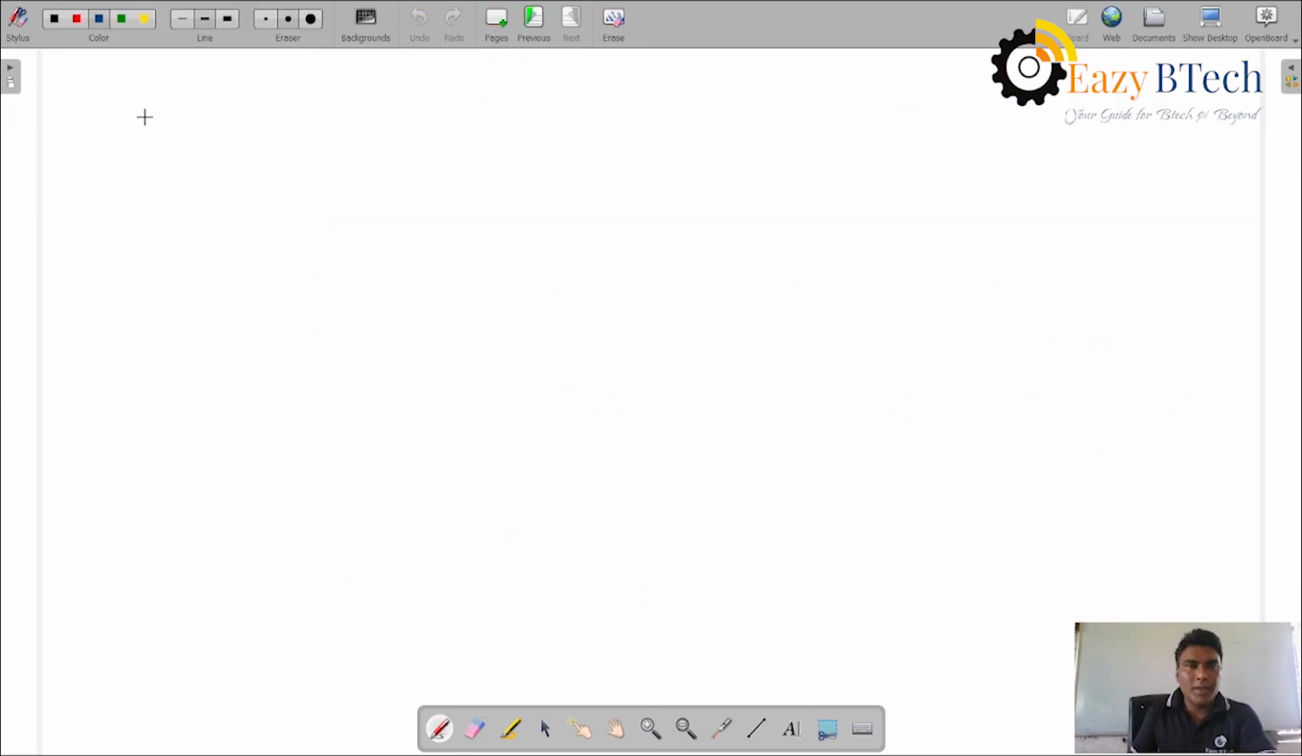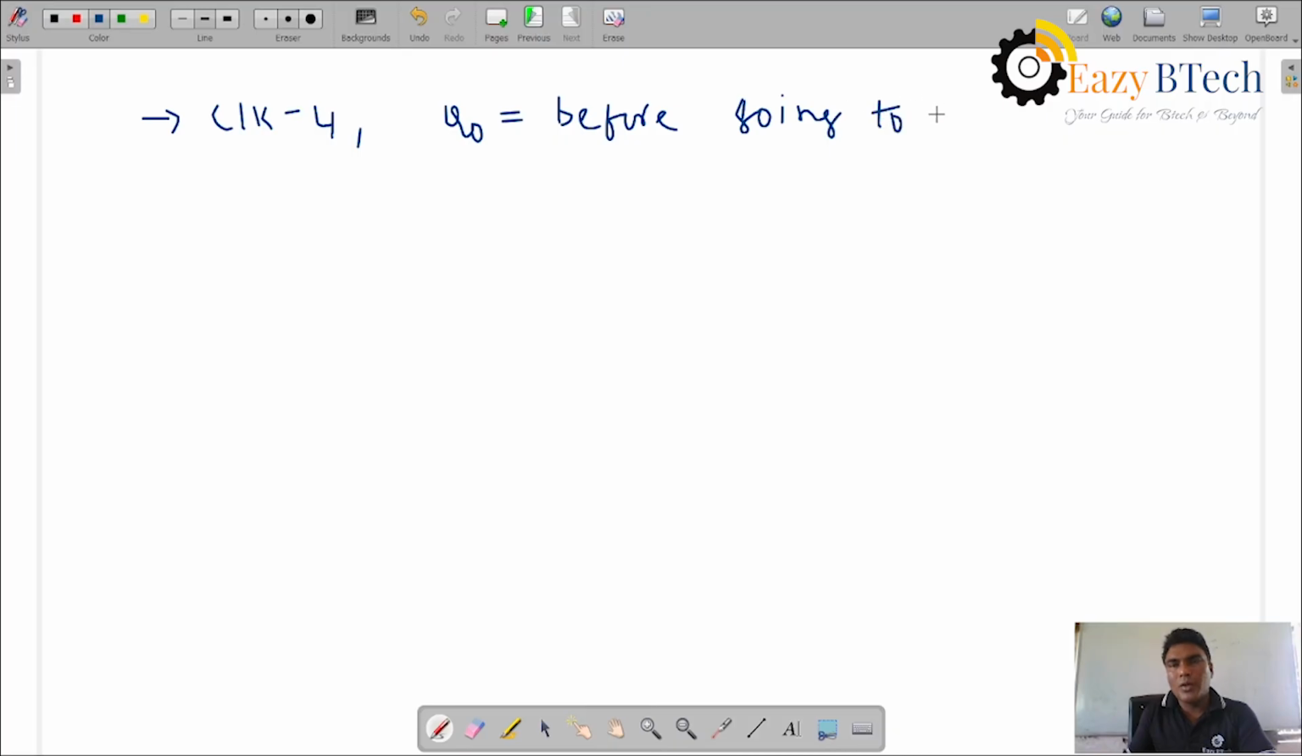Let me write here. The fourth one: clock 4 is applied. Before going to 0, it sets Q1 equal to 1. So Q0 equals Q1 equals 1, then the AND gate is high.